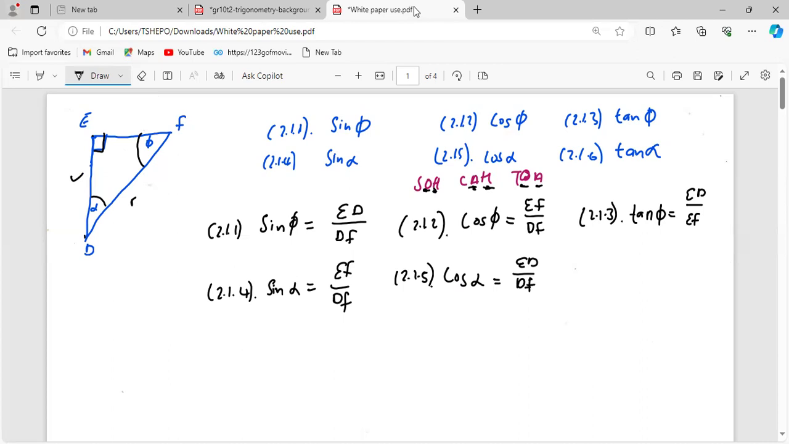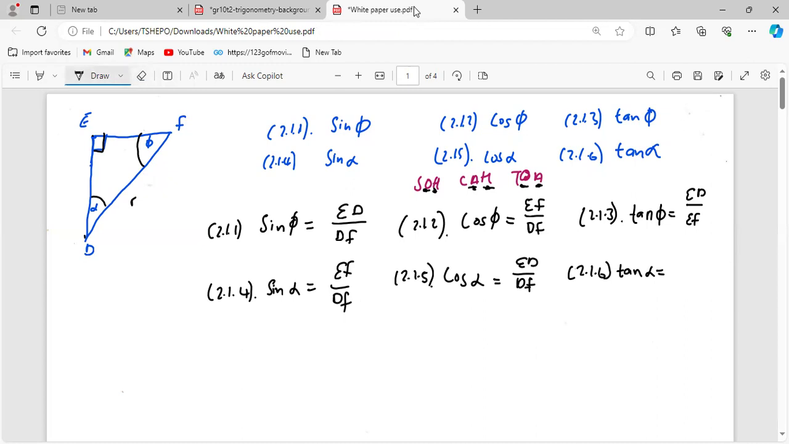And then the last question, 2.1.6, we are looking for tan alpha. Now again, SOHCAHTOA, opposite over adjacent, right? TOA, T for tan, opposite over adjacent. Which angle are we talking about? Alpha. You go to your diagram, and look for angle alpha.